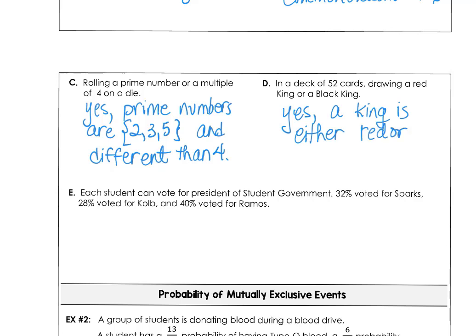And part E, each student can vote for president of student government. 32% voted for Sparks, 28% voted for Kolb, and 40% voted for Ramos. Well, every student can only vote one time, so yes, this would be mutually exclusive because of that fact. Every student is allowed one vote.